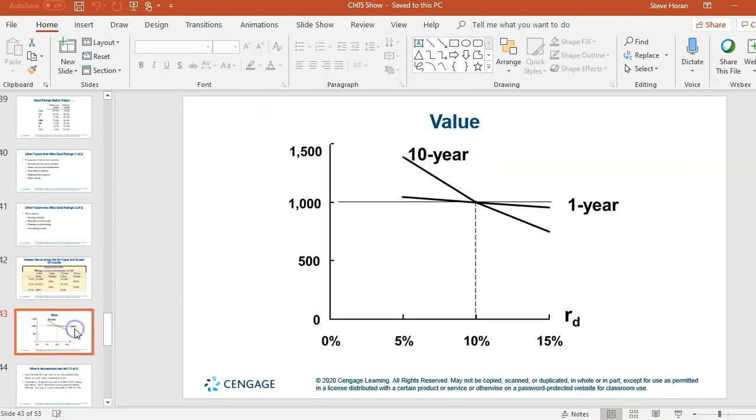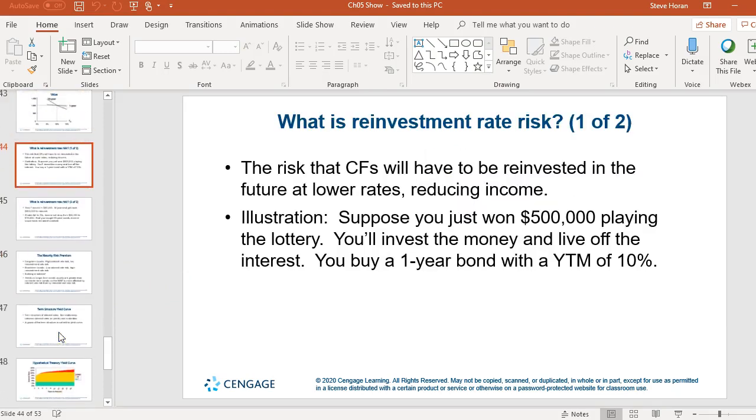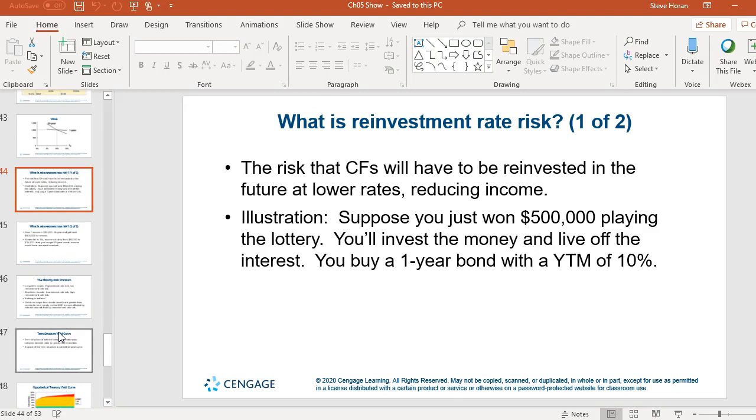And this charts that. This charts the 1 year. That line doesn't change very much. On the 10-year, that line changes dramatically. So interest rate risk is what we're trying to show. Reinvestment risk is when my bonds mature, what do I do with my money? So corporations that are investors in bonds, as they own bonds that mature, the question is, what do we do with the cash from our bonds that mature? It says here, the risk that cash flows will be reinvested at future lower rates, which reduces income.